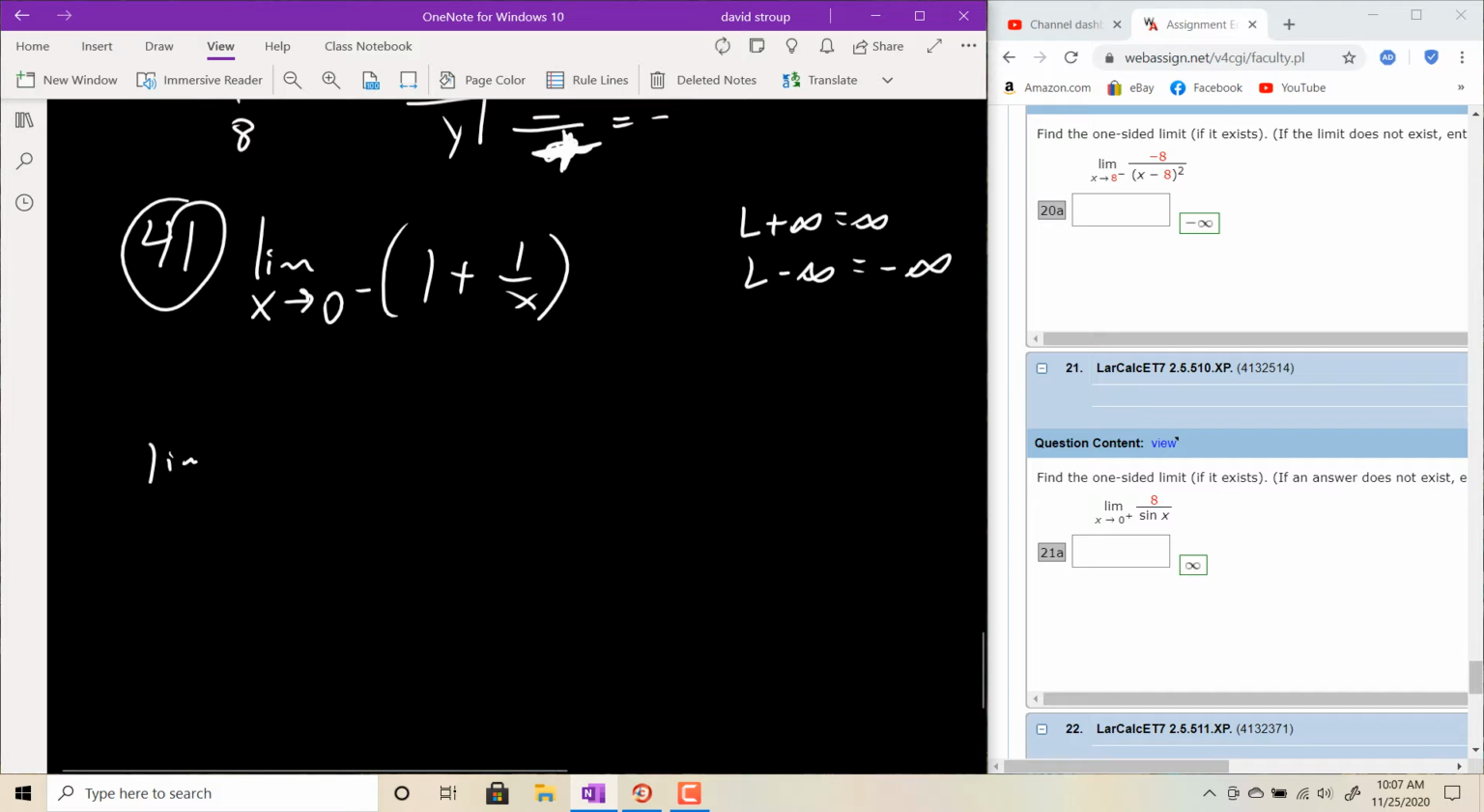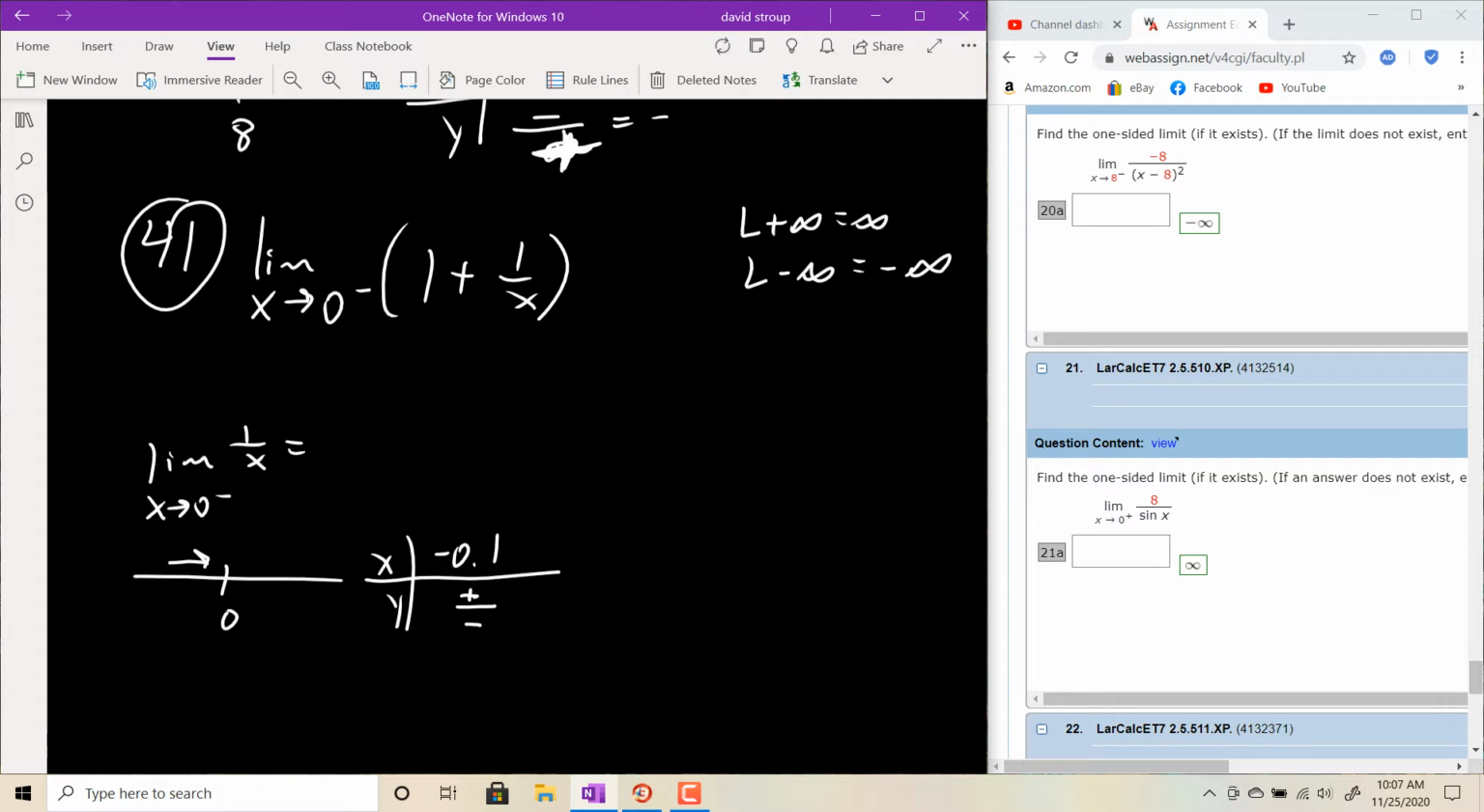So in particular, the limit of 1 over x as x goes to 0 from the left. So this time, here's 0. I'm coming in from the negative side. So I'm taking test values like negative 0.1. That'll be positive over negative. So this will be negative infinity. So it's L minus infinity. And of course, that will be minus infinity. Okay.